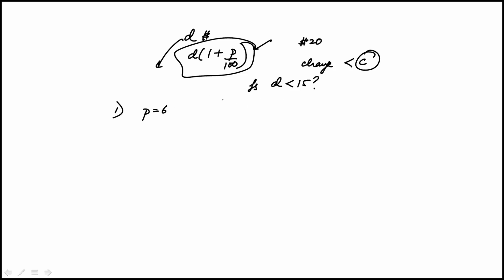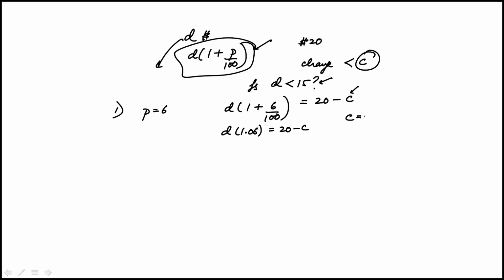P is 6. And that means that D times 1 plus 6 over 100 is equal to 20 minus the change. Now, clearly, nothing so far in statement 1 tells us about C. So D would be 20 minus the change, divided by 1.06. So we'll look at different values and try to answer this as a yes or a no.